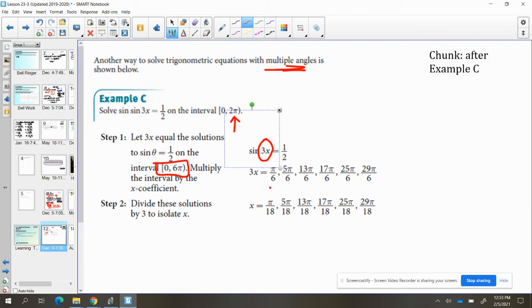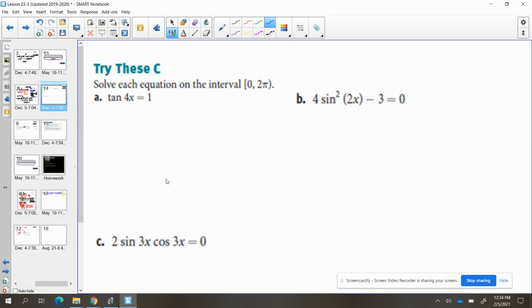coterminal values. So the coterminals to pi over 6 would be 13 pi over 6 and 25 pi over 6. Coterminal values adding 2 pi here, 5 pi over 6, 17 pi over 6, 29 pi over 6. Those are all equal to 3x. So the last step here is going to be to take those 6 answers from 0 to 6 pi and divide them by 3 so that they all actually now become a denominator of 18. Since when we divide by 3, it would be a denominator of 18. Numerators stay the same.